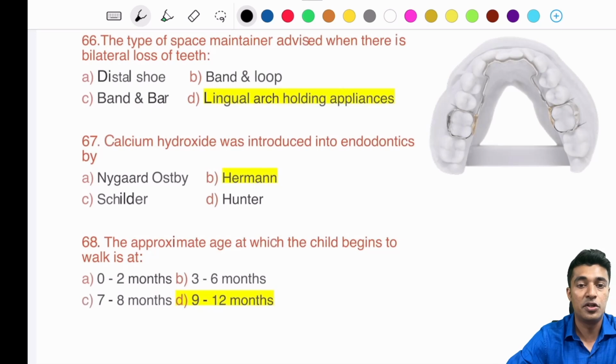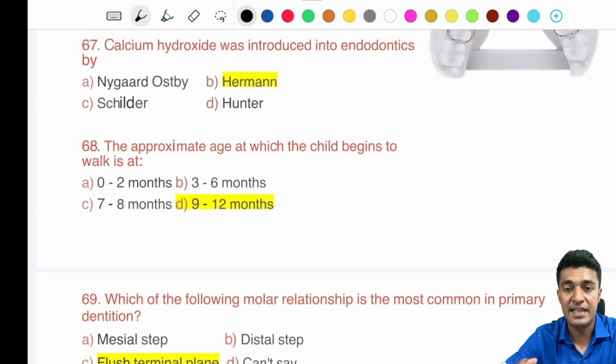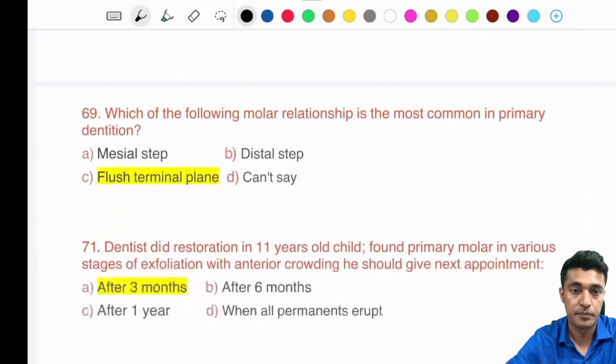Calcium hydroxide was introduced in endodontics by Herman. The approximate age at which the child begins to walk is before the first year, that is 9 to 12 months. Which of the following molar relationship is the most common in primary dentition? The most common one is the flush terminal plane.